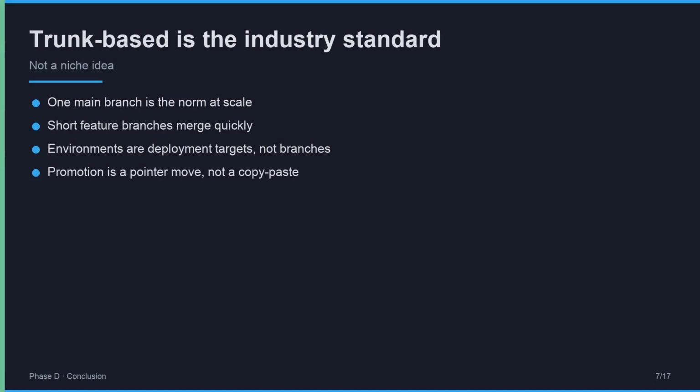And here is the bigger claim: trunk-based development is the industry standard, not a niche idea. At any real scale, one main branch is the norm, with short feature branches that merge quickly. Environments are deployment targets, not Git branches. And promotion is a pointer move, never a copy-paste. This is how high-performing teams actually ship.